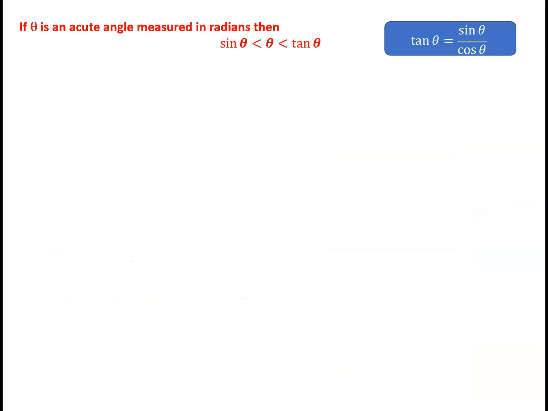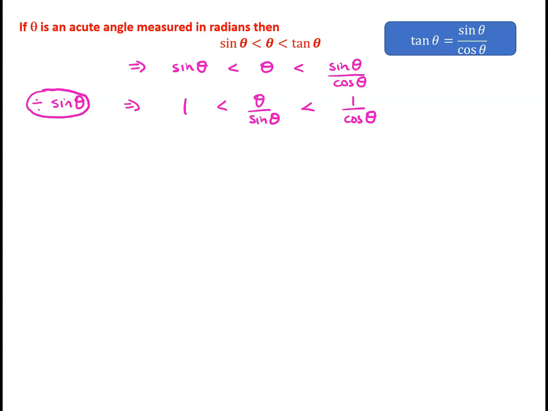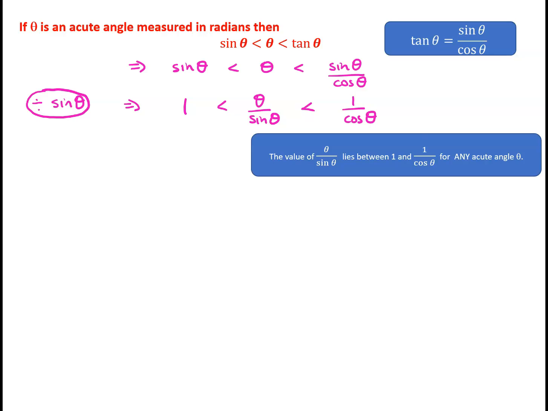Tan theta, we know, is sine theta divided by cos theta. So I can rewrite this inequality as sine theta is less than theta, is less than sine theta divided by cos theta. Dividing through by sine theta, which is positive because we're dealing with an acute angle, we know that 1 is less than theta divided by sine theta is less than 1 over cos theta. This means then that the value of theta over sine theta lies between 1 and 1 over cos theta for any acute angle theta.